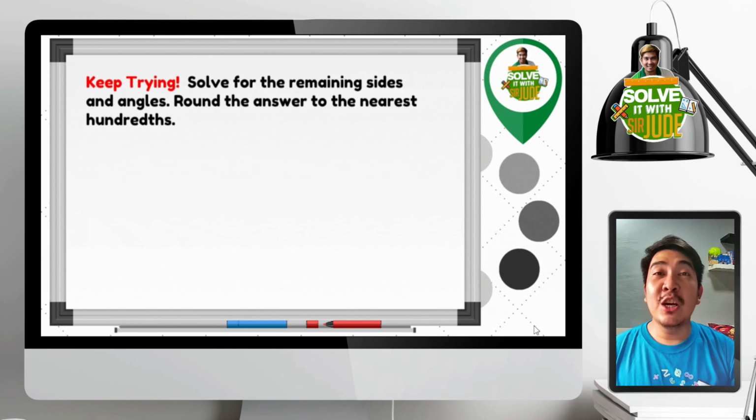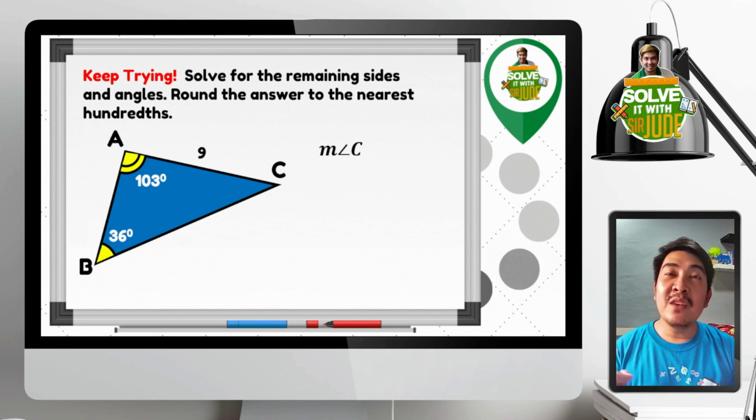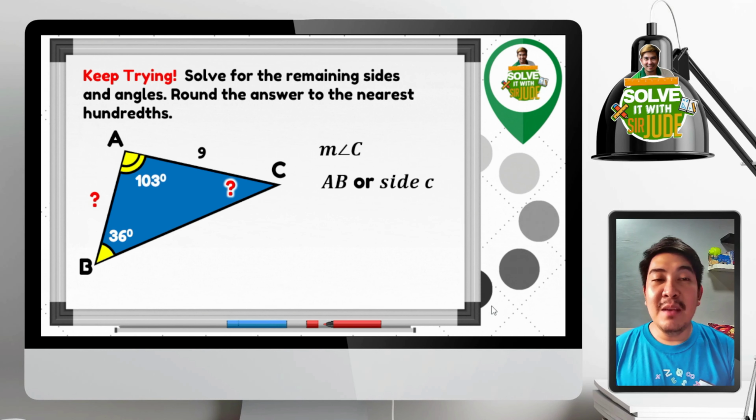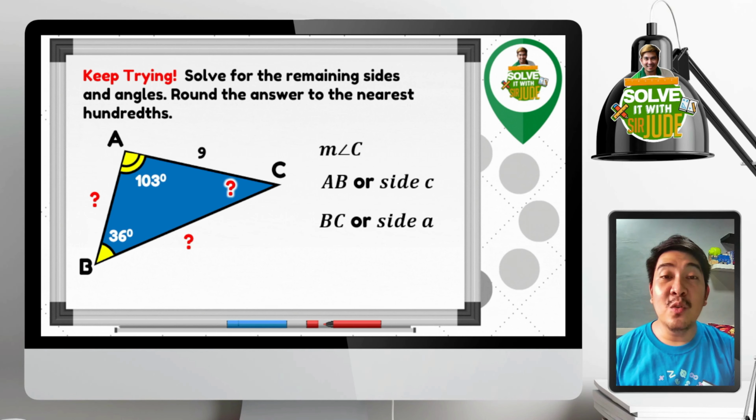So let us now have another example. So this is item number 3. Dun sa number 1, the given triangle is acute. So for this one, we have an obtuse triangle since one of the angles measures greater than 90 degrees but less than 180 degrees. So we are asked to find the measure of angle C. We have AB or side C. And then the last one, BC or side A. So yan yung mga kailangan nating kuhain.